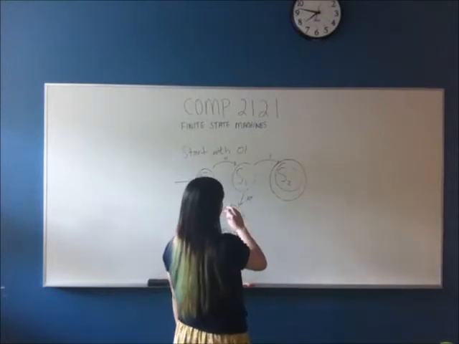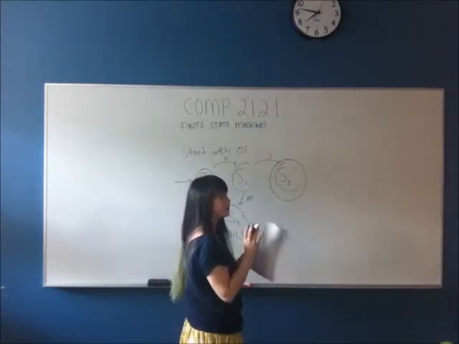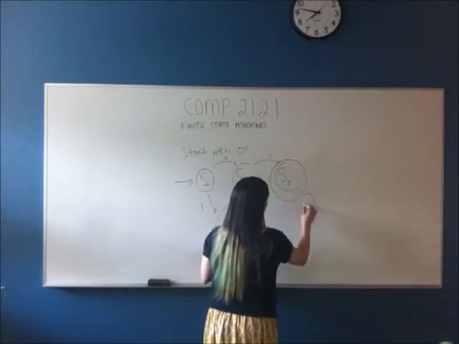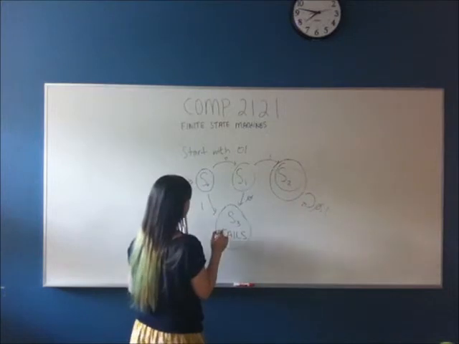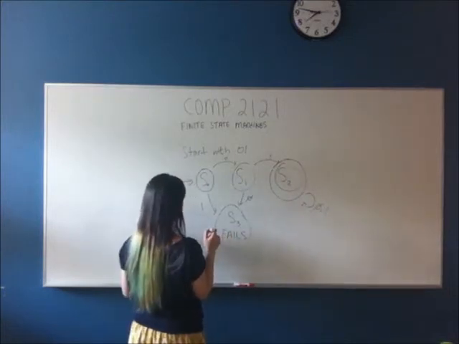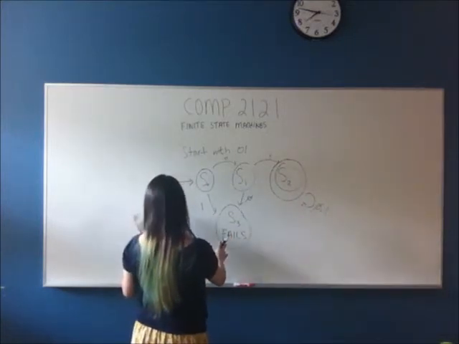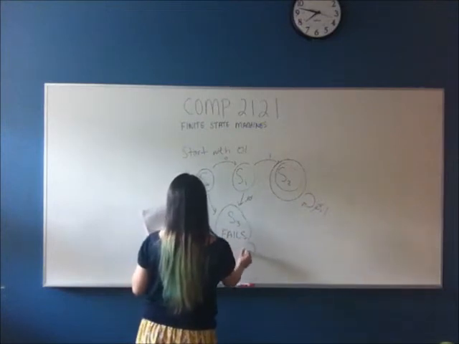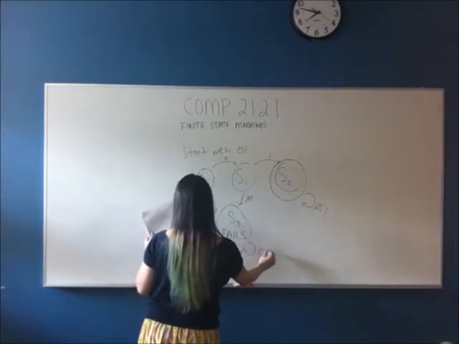As long as it starts with a 0, 1, it doesn't matter what's at the end of it. So a 0 and a 1 can keep looping in there. And finally, your S3, it doesn't matter what goes in here because it already fails.